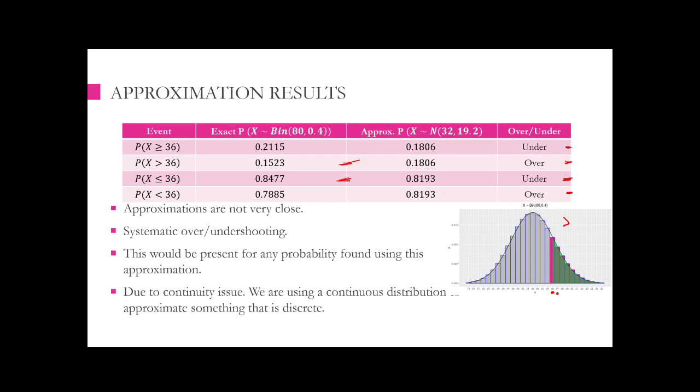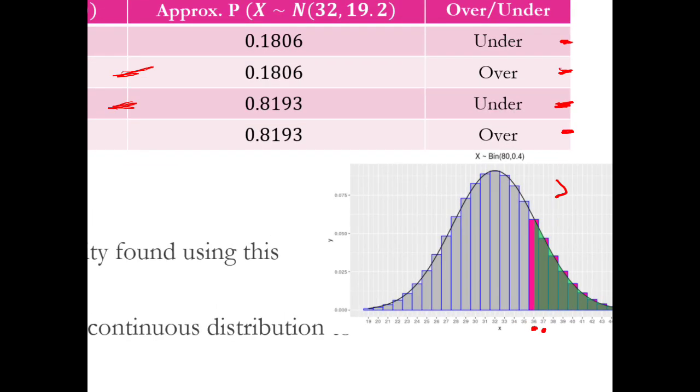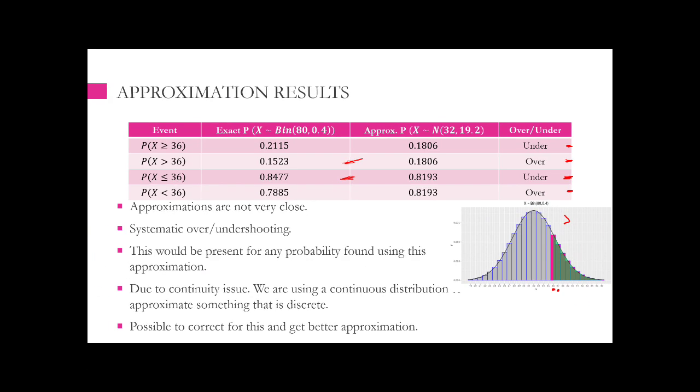So we can actually correct for that. We can correct for this and get a better approximation. So I'm going to explain what the correction looks like. Basically, in every single case, we're going to look at whether we are overshooting or undershooting, and how exactly we go about correcting it. And that's either going to be adding a little bit here or subtracting a little bit, and we'll see what it looks like in each example.